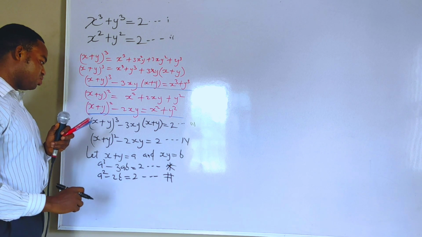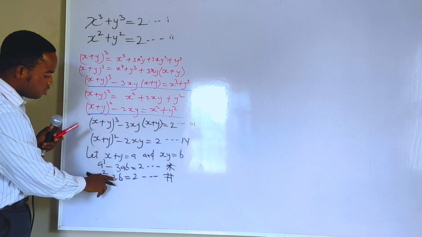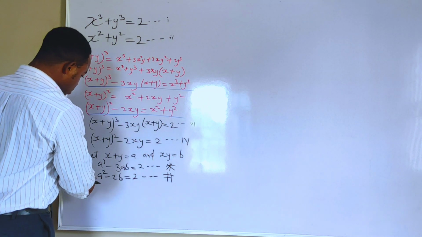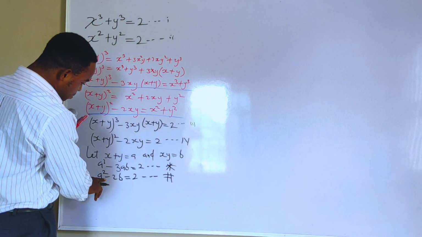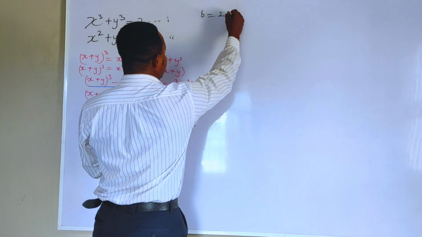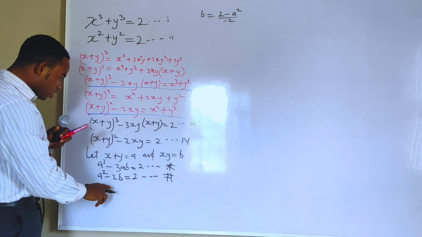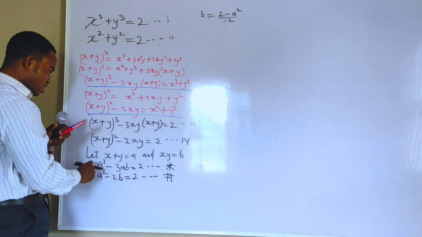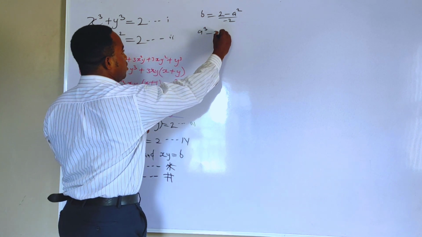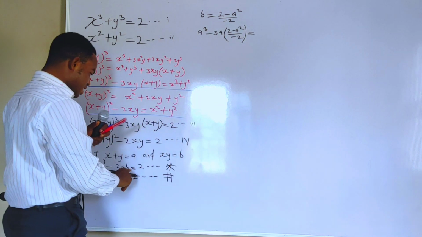This one is much easier to deal with, so I think we should start from this smaller one. a squared minus 2b equals 2. From here, if you subtract a squared from both sides and divide both sides by negative 2, you will be having b equals 2 minus a squared, divided by negative 2. So let us put that value for b in the star here. We are going to be having a to the third power minus 3a into 2 minus a squared divided by negative 2, and that equals 2.